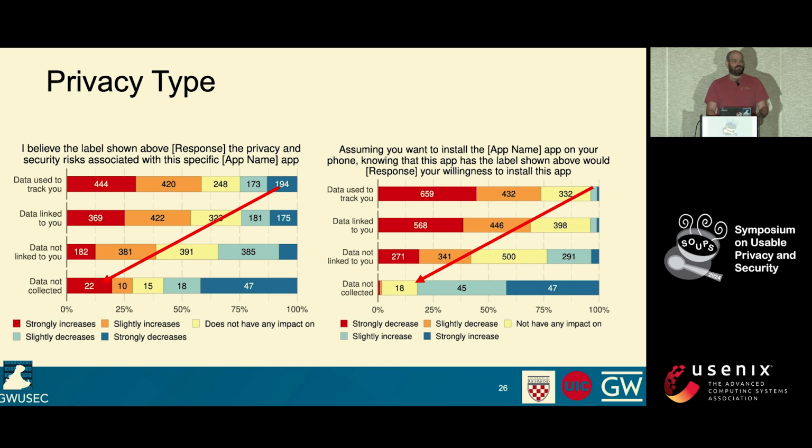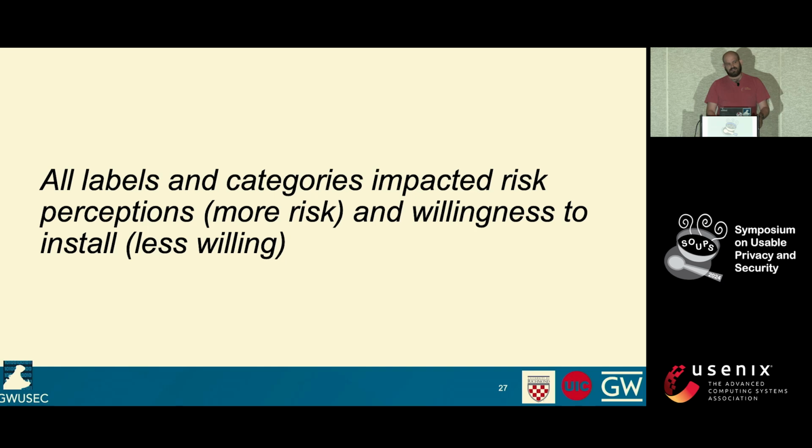But most importantly, when you're comparing to a baseline of an app that collects no data, we have an effect that is somewhat ingrained in the experiment, but still important to note: all labels, all categories impact the risk perception. People feel like it's more risky, and they're less likely to install. So another way to think about this is that applying these labels at all should make people want to use these things less. It's a fundamental question: is that really what we want privacy labels to do, make people less likely to use things? I mean, it's kind of a fundamental question as well.